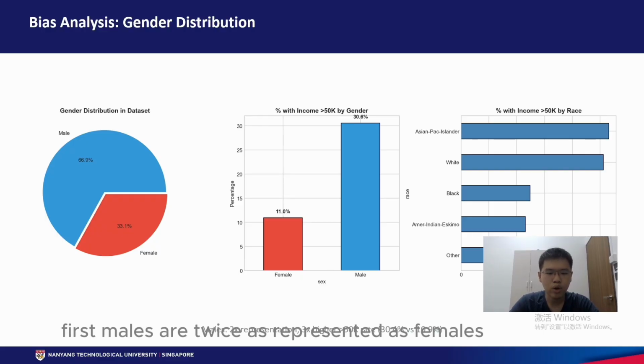First, males are twice as represented as females in this dataset, and more importantly, males have a 30.4% rate of earning over $50,000 compared to just 10.9% for females. And that's nearly a triple difference in the high income rates.